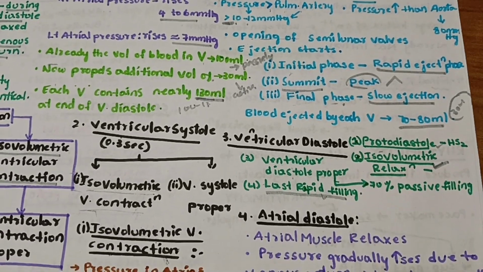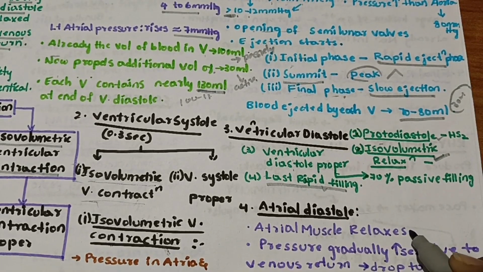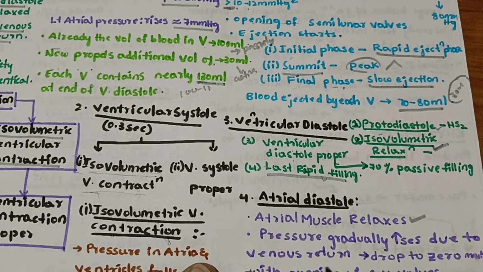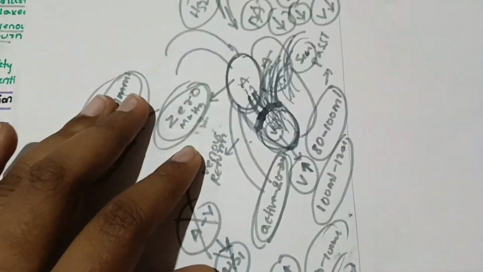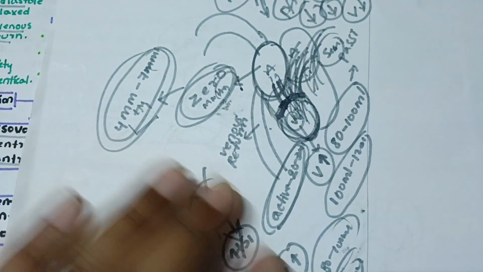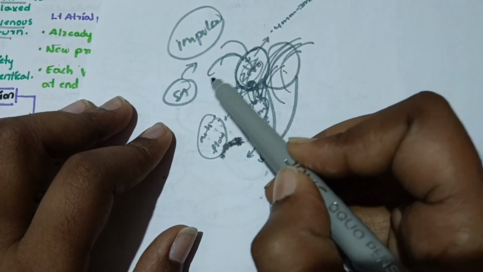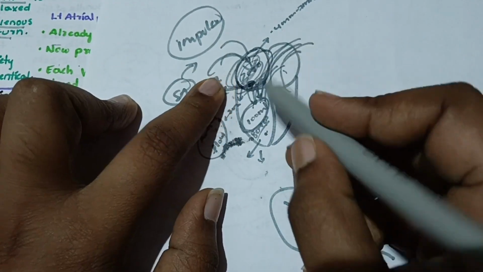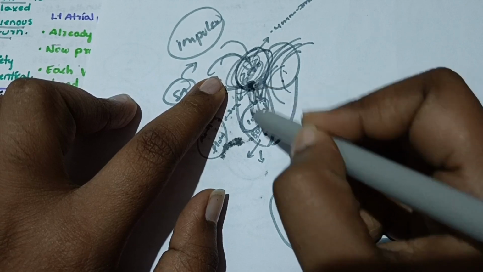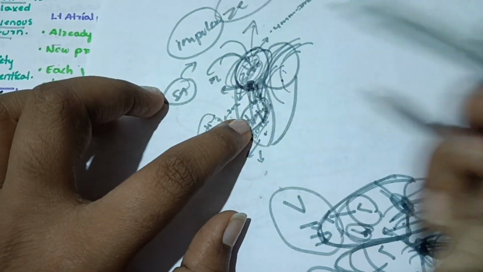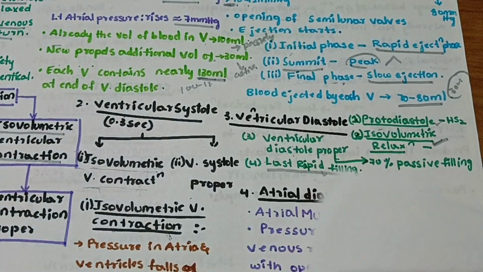And now the last phase is what? Atrial diastole. Atrial diastole means atrial muscle relaxation, and then pressure gradually increases due to venous return. Due to venous return, the pressure in the atria increases. Pressure drops to 0 mmHg with the opening of the AV valves. As the pressure increases in the atria, the valves open, and blood comes into the ventricle. Again, the atrial pressure goes to 0.